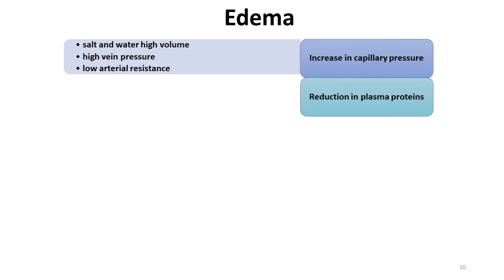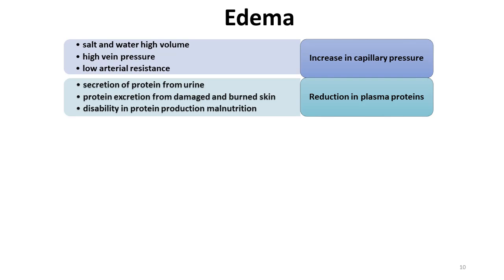Reduction in plasma proteins also generates edema. And why does this situation happen? Because of one important thing, which is secretion of protein in urine because of kidney injury. Protein excretion from damaged or burned skin is another reason for reduction of plasma protein. Disability in protein production and also malnutrition are other reasons for reduction of plasma protein.